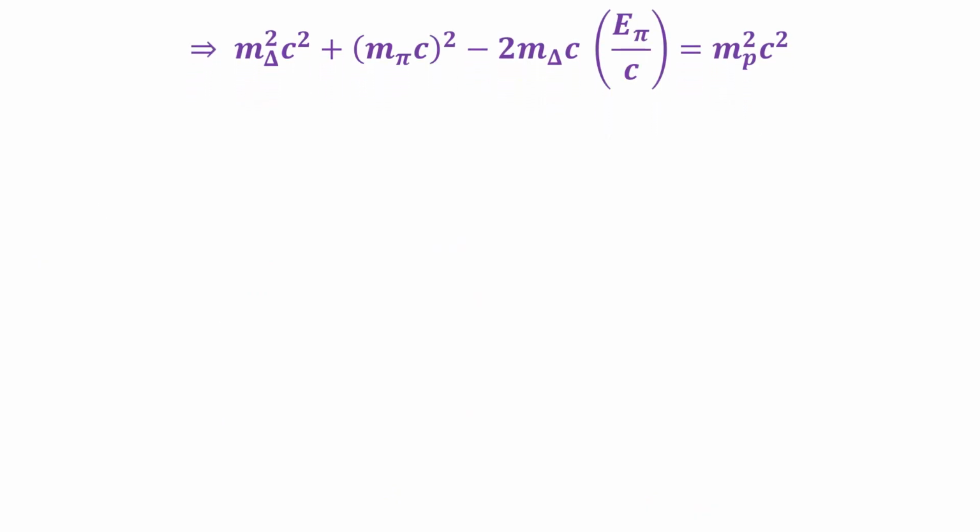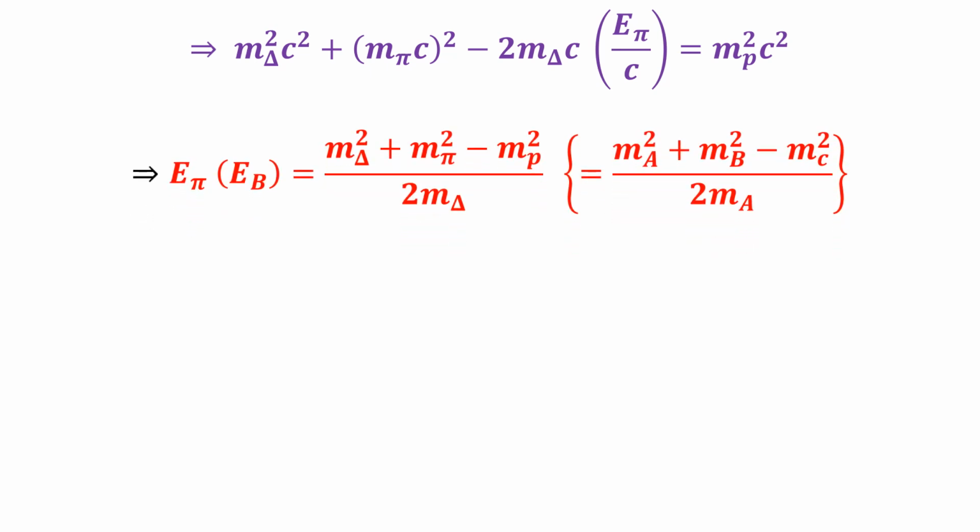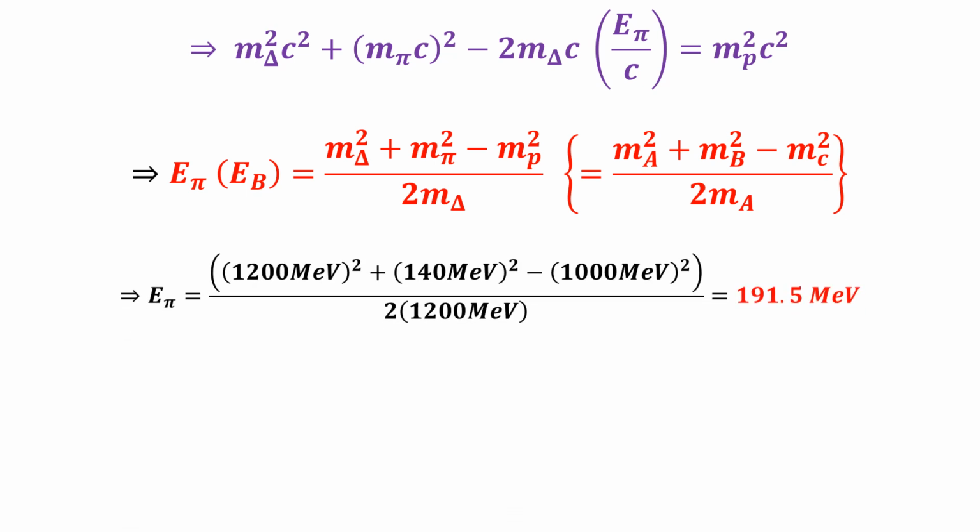which gives m_delta squared c squared plus mass of pion c whole squared minus 2 mass of delta c, energy of pion upon c equals mass of proton squared c squared. Solving this we get energy of pion equals m_delta squared plus mass of pion squared minus mass of proton squared upon 2 m_delta. Putting these values we get energy of pion equals 191.5 MeV.